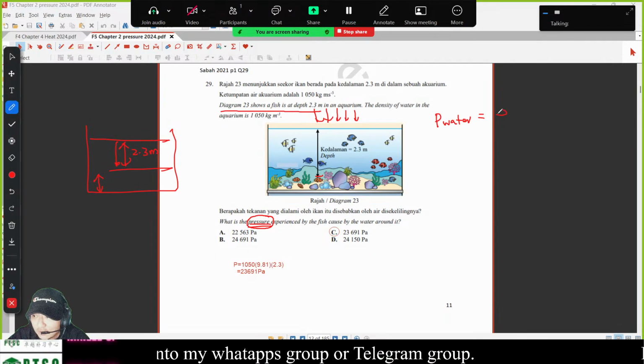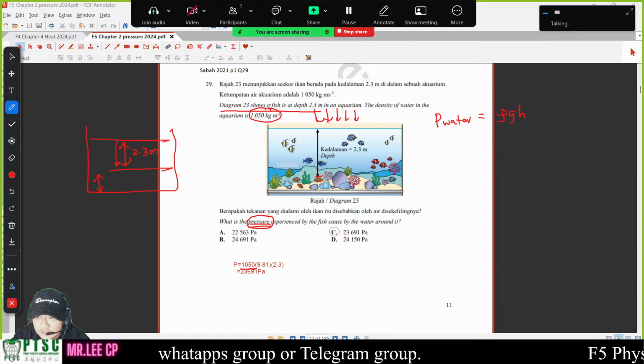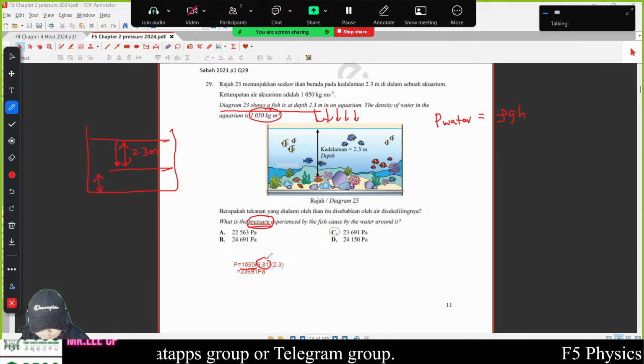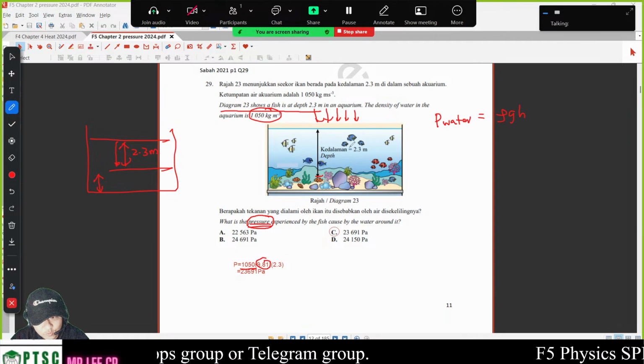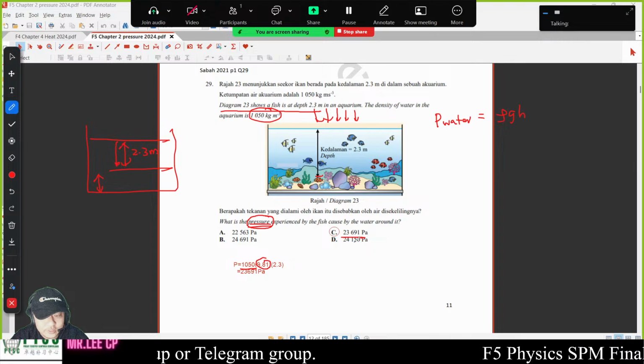So pressure is equal to rho g h. Rho 1050, g 9.81, right? Depth 2.3. After you multiply it, you will get this.